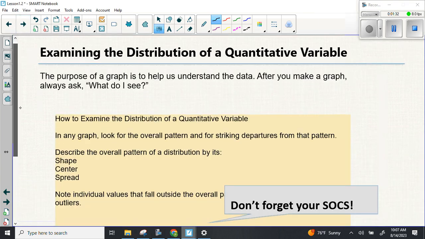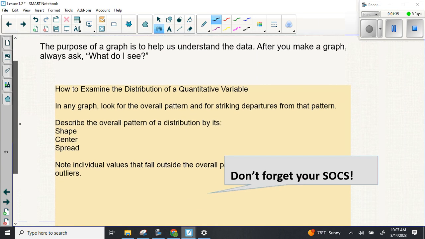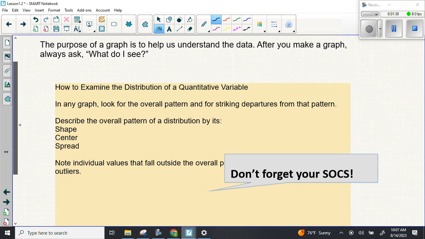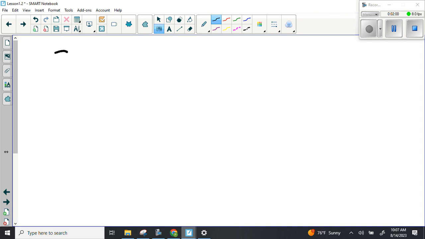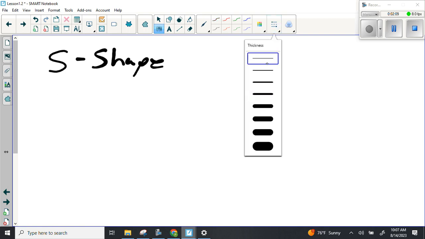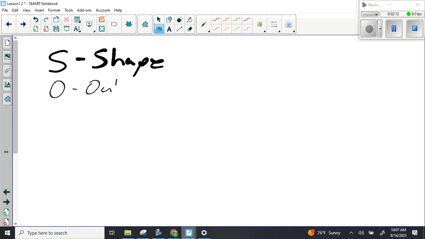Okay, so what do we want to do? When we are analyzing or describing a distribution, it says don't forget your socks, right? So what we need to do is describe the shape, center, spread, and outliers. So I will go ahead and put this for you. Your socks: the S is for shape. The O is for outliers.